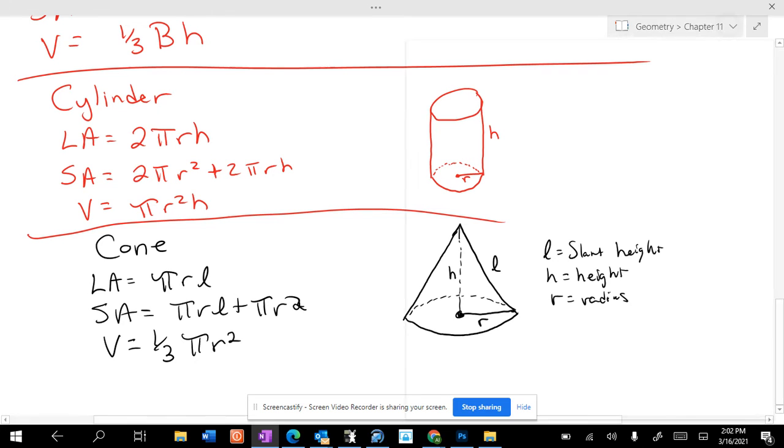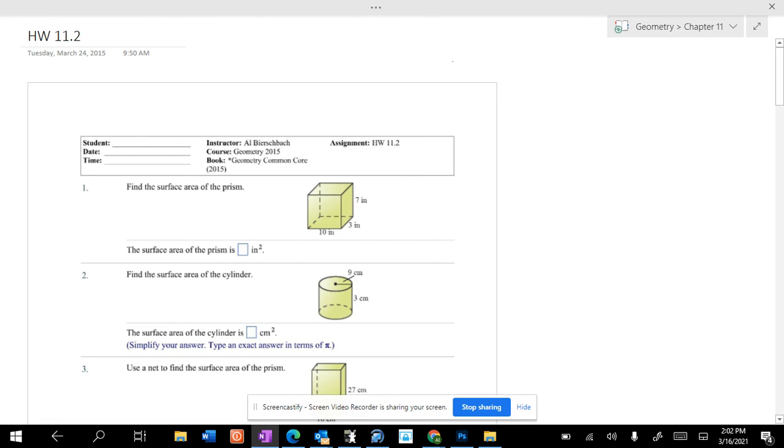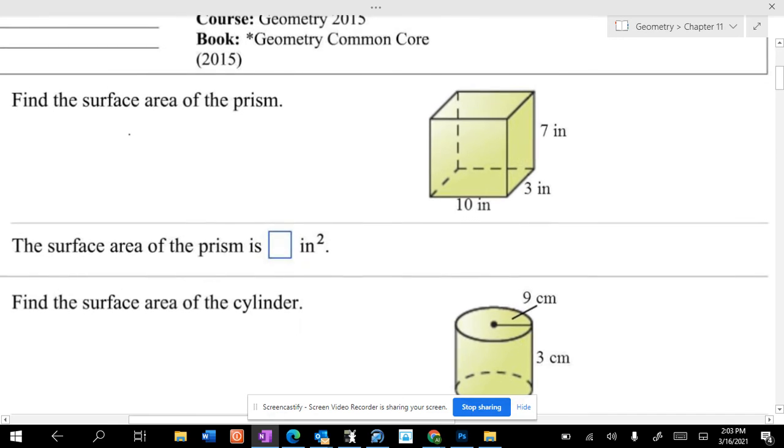All right. So now, when you're doing the problems today, you got to read carefully. Sometimes it'll ask for the lateral area, sometimes it'll ask for the surface area. Okay? So you got to know how to read to figure out what it's asking for.